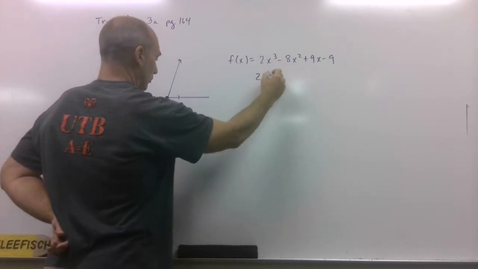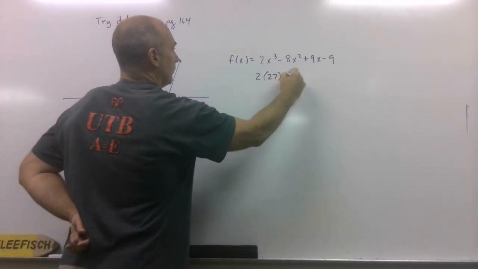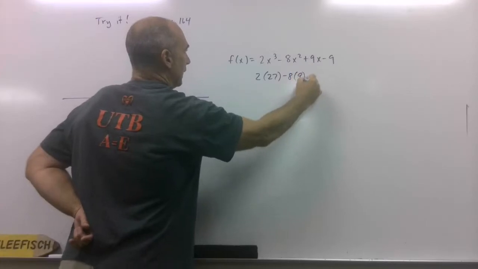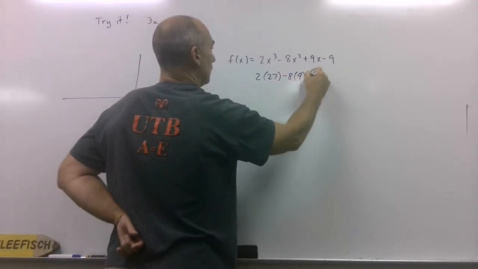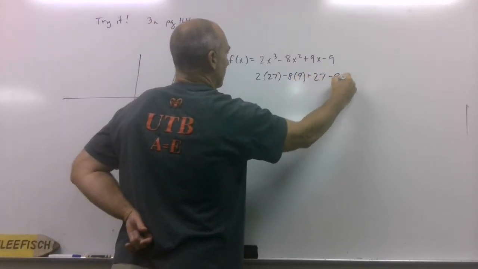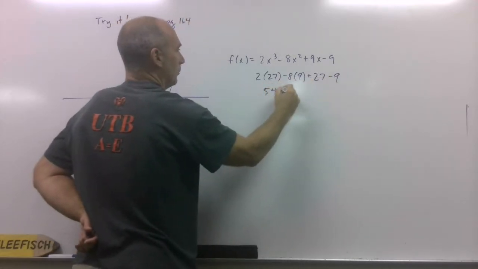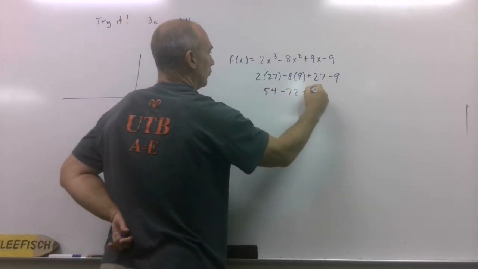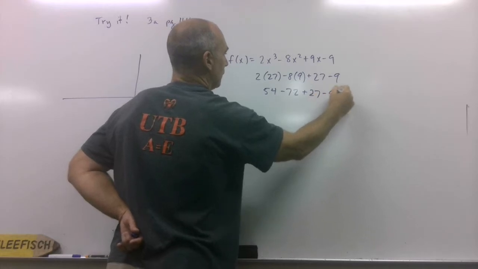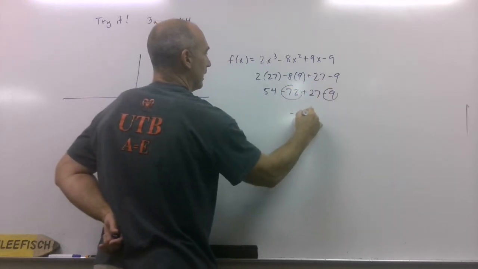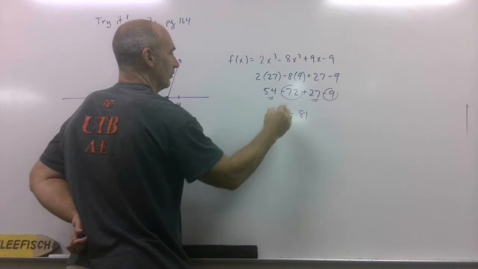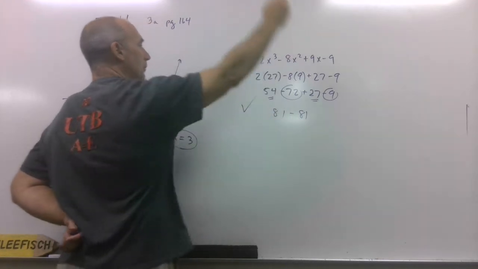2 times 3 cubed is 27, minus 8, 3 squared is 9, 9 times 3 is 27, minus 9. So this is 54 minus 72 plus 27 minus 9. I'm going to look at the negatives. That's negative 81. I'm going to look at the positives. That's positive 81. We're like, yep.